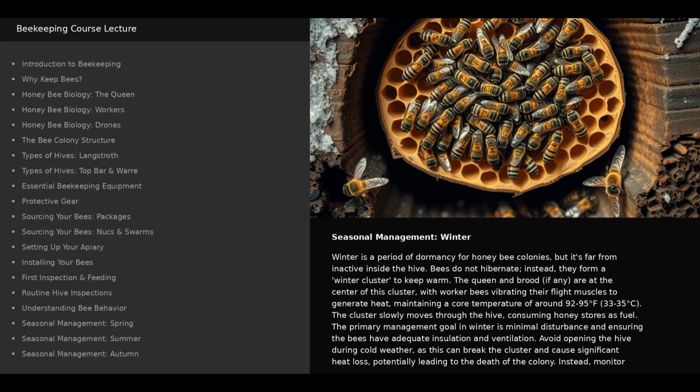Instead, monitor the hive's weight by lifting it slightly from the back to gauge remaining food stores. This non-invasive method helps determine if emergency feeding is necessary.